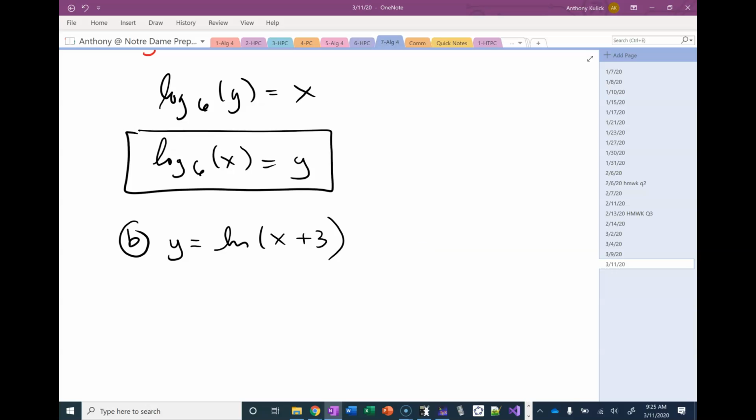Let's say we have the function y equals the natural log of x plus 3. So again, if we want to find the inverse of this, the first thing we want to do is try to get the x by itself. So what's the first thing we need to cancel to start getting that x by itself? There's no coefficient.